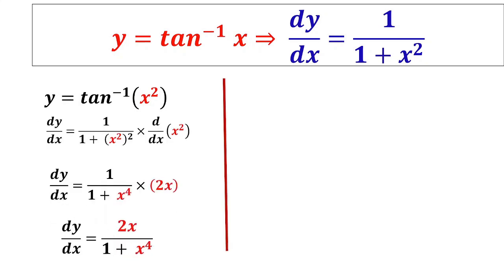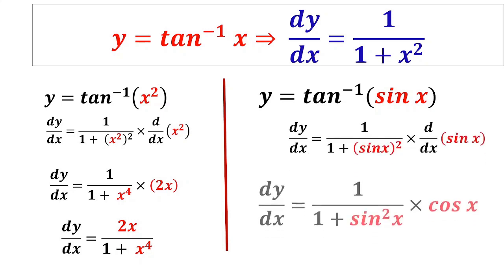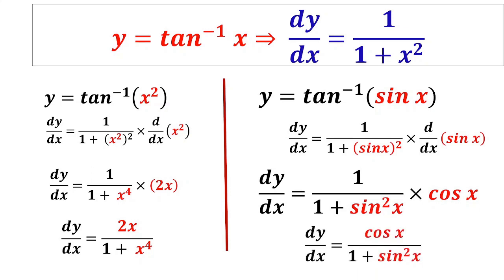This is the chain rule for tan inverse. Tan inverse x square is 1 upon 1 plus x square the whole square into differentiation of x square. Tan inverse of sin x will be 1 upon 1 plus sin x the whole square into d by dx of sin x. Well, we will now move on to problems.